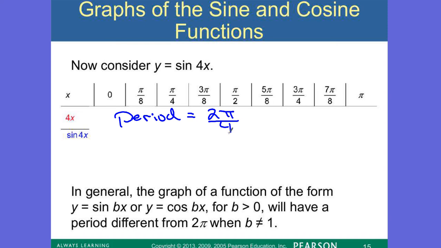Yes, exactly. Reduce your fractions. 1 half, pi over 2. There we go. So the period is going to be pi over 2.